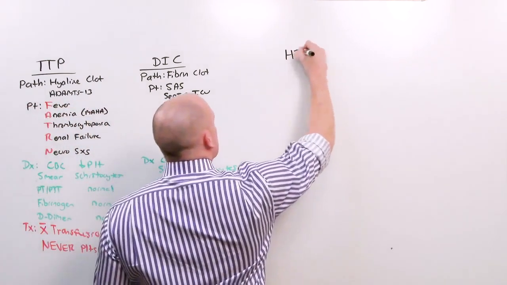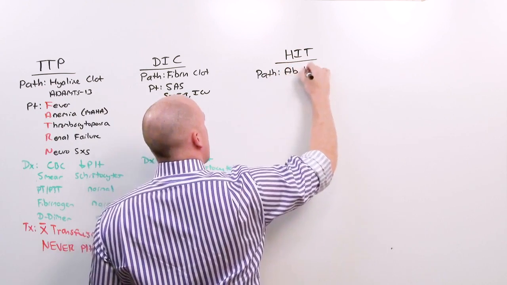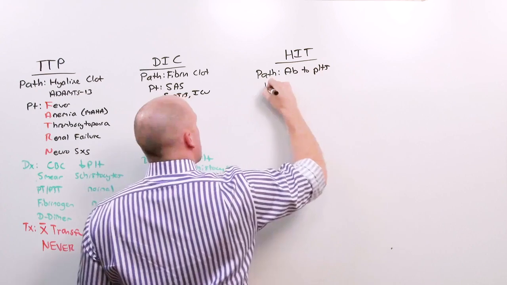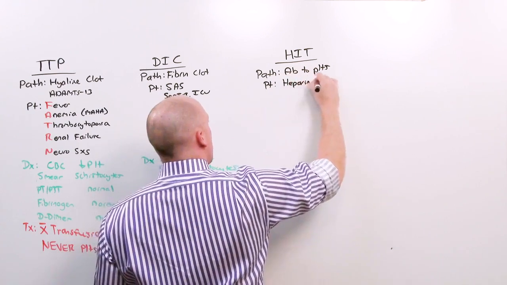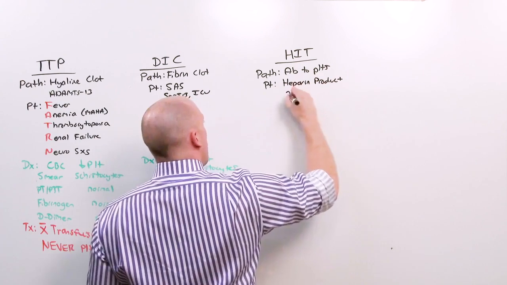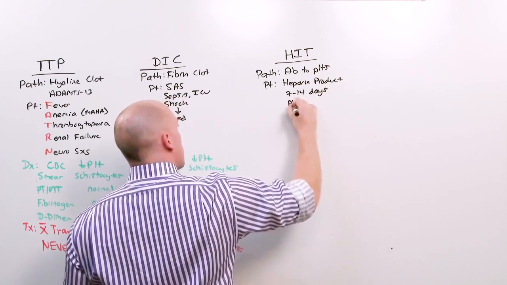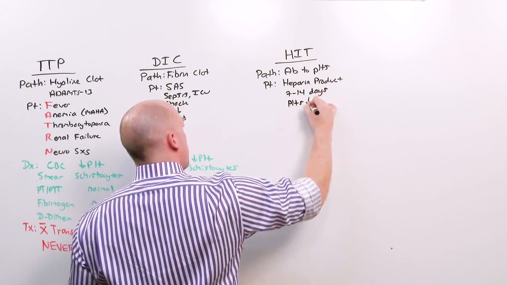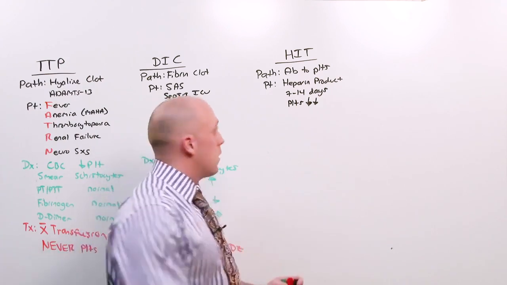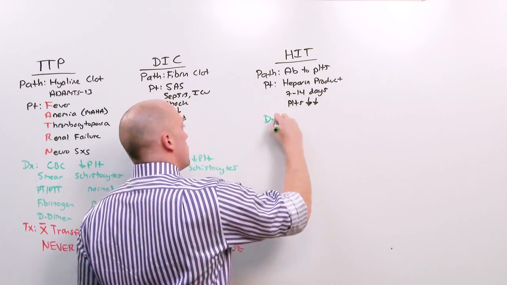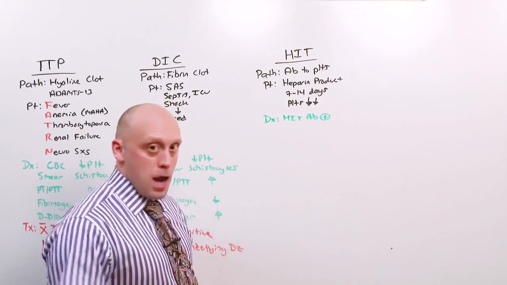HIT, or heparin-induced thrombocytopenia, is caused by antibodies to platelets. The patient is going to be in the hospital on heparin, some heparin product. And at week 1 or 2, that is 7 to 14 days after being on the heparin product, their platelets plummet. At this point, you don't worry about the diagnosis. Sending off the labs, the HIT antibodies, will take forever to come back. You need to treat them now.